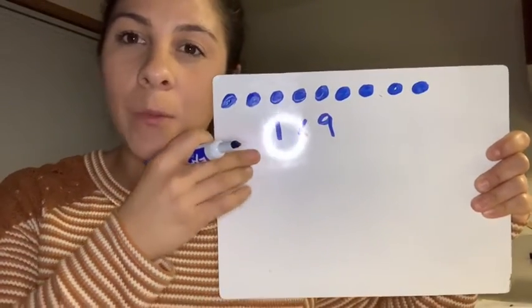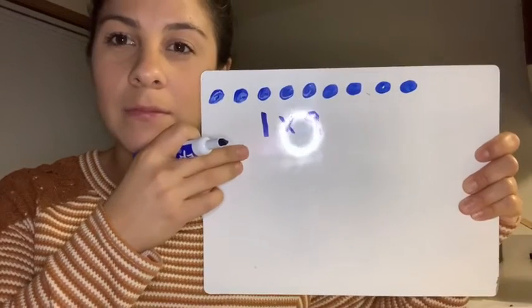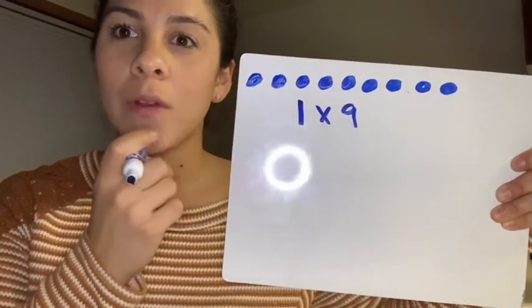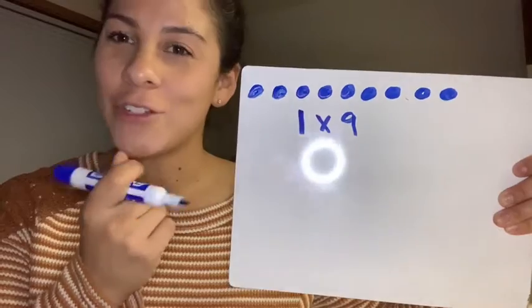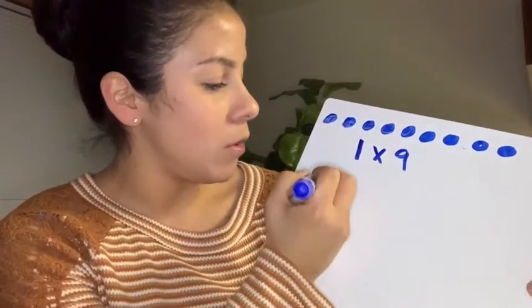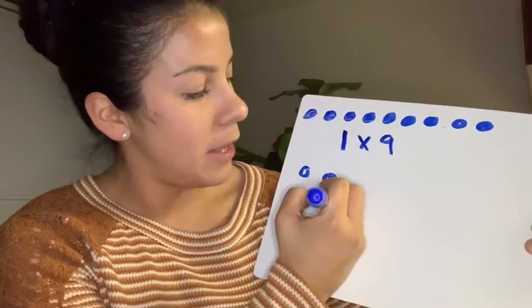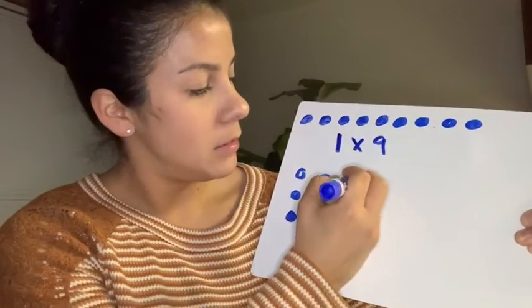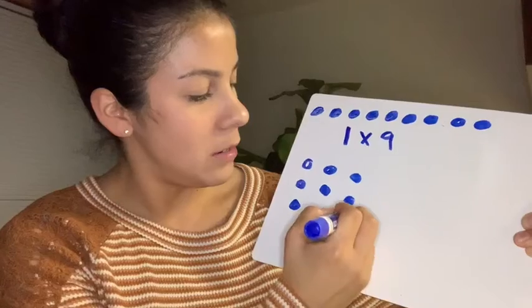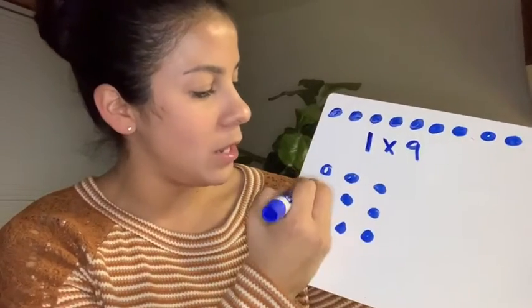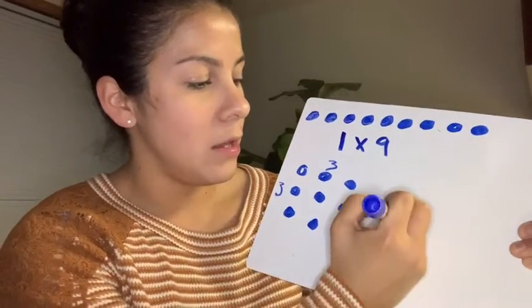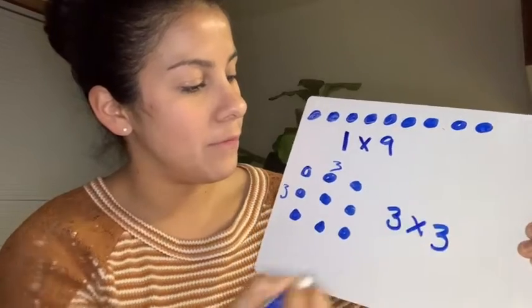Did anybody come up with a 2-row dimension? No. How about a 3-row dimension? Let's try it out. So if we have 3 rows, 4, 5, 6, 7, 8, and 9, we have a 3 by 3 dimension.